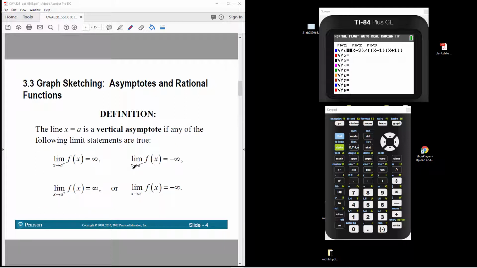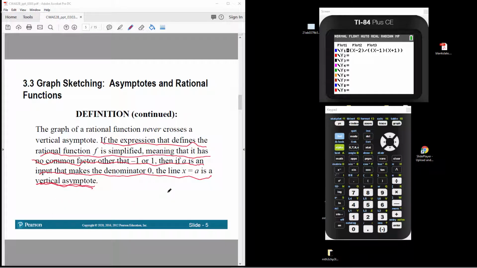A vertical asymptote is where, as x approaches a from the left or from the right, the function goes to positive infinity or to negative infinity. If the graph of a rational function never crosses a vertical asymptote, that's important.